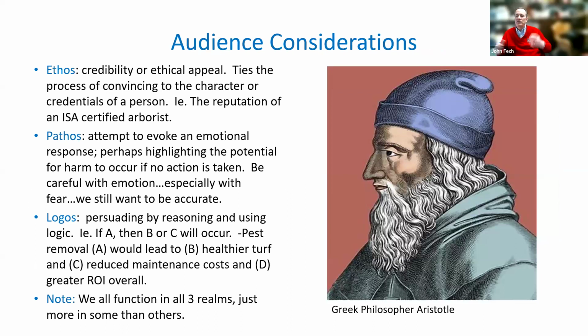The Greek philosopher Aristotle knew this, that we all have different ways we come to this. And he clarified it as ethos, pathos, and logos. Ethos is credibility or ethical appeal, like the reputation of an ISA certified arborist. Pathos is this emotional response, highlighting the potential for harm if no action is taken.